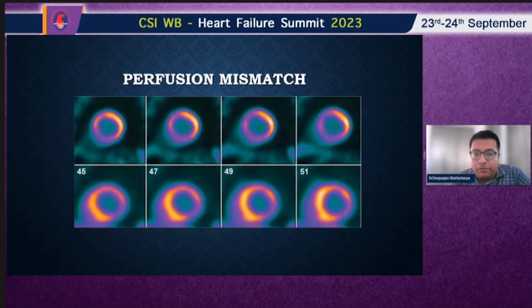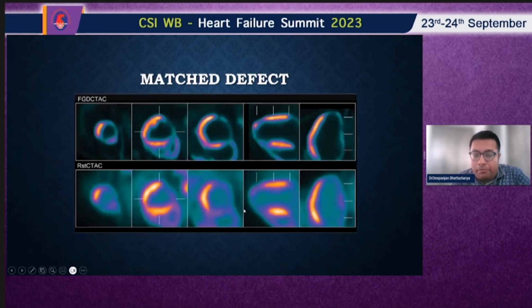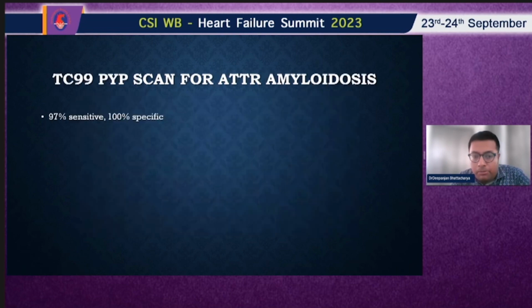So this is an image where we can see there is a perfusion metabolism mismatch. The areas which are not having perfusion, as in here, they have a clear cut FDG uptake and metabolism. And here we have an example of a matched defect. The areas where the perfusion is absent, they also have a reduced metabolism.